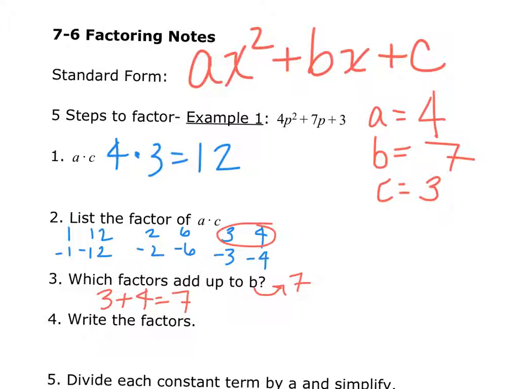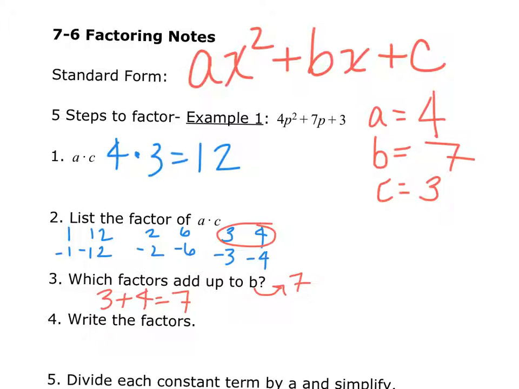A question: what if none of these factors add up to my b term? Only one pair will work. What if there is none? Then it does not factor. For example, what if I said b was 5? We couldn't factor it. Then the answer would be cannot factor. That would be your answer. Is that okay? All right.